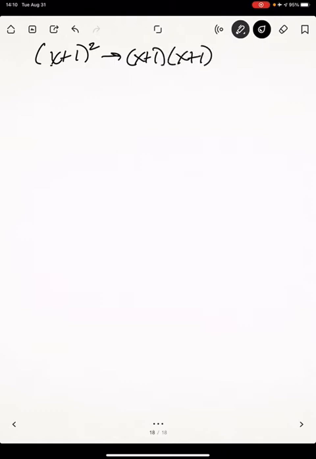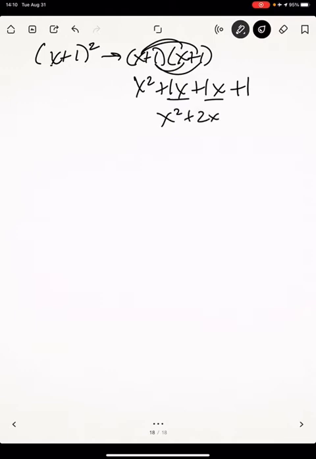Then we can do our double distributing, where x times x is x squared, x times 1 is 1x, 1 times x is 1x, and then 1 times 1 is 1 squared, or 1. Then we combine like terms here and get x squared plus 2x plus 1. And that would be our final answer. Pretty straightforward. We just did this in our previous lesson.